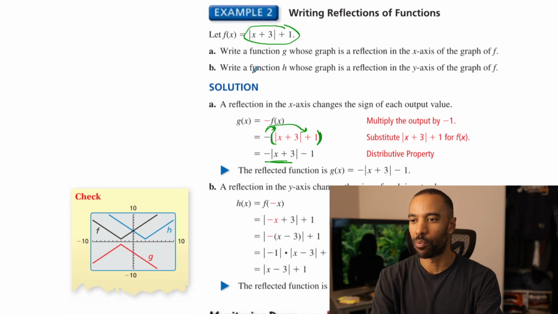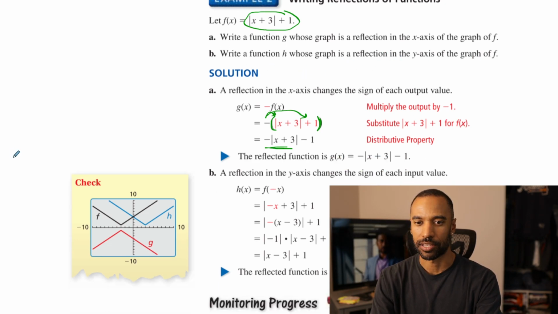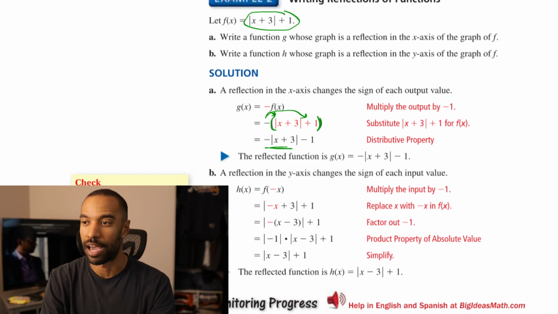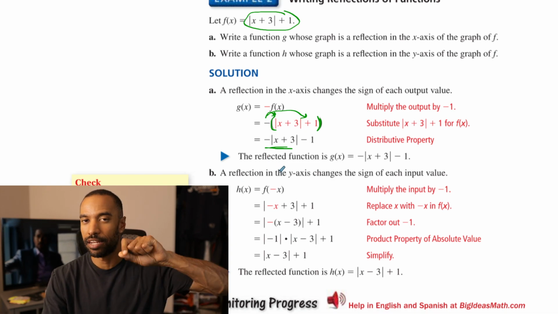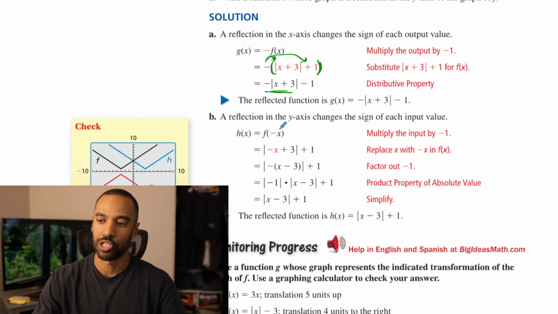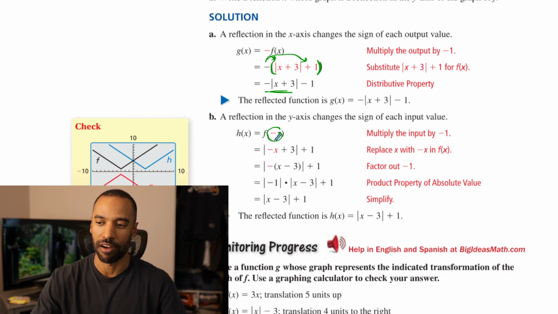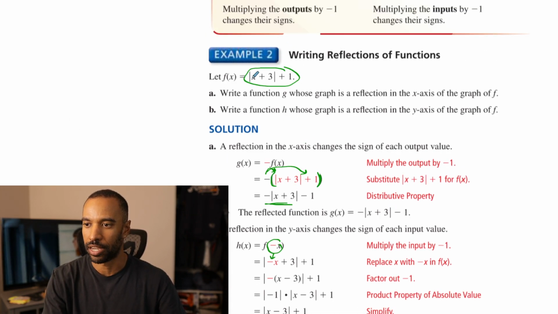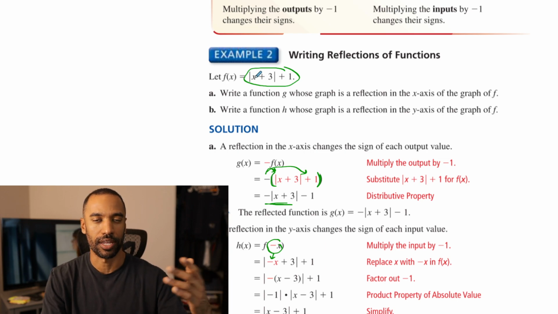Now let's look at part B where we reflect in the y-axis. So in reflecting in the y-axis, what do you do? You make the input negative now, not the output. So instead of negative f of x, it's f of negative x. So remember what this does? This is your new input into your equation every time you see your variable. The original one just had the variable right here, x. So what do you do? Turn it into negative x.